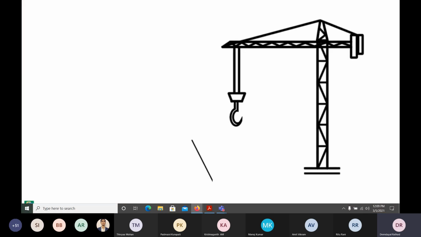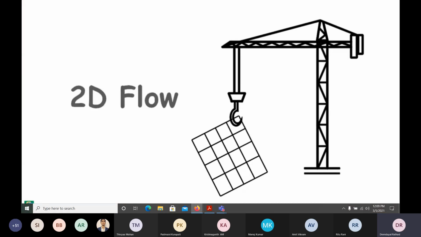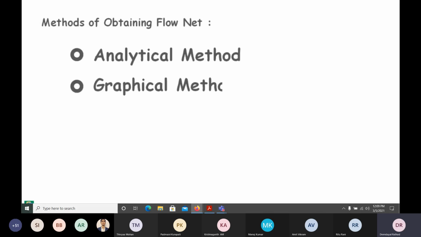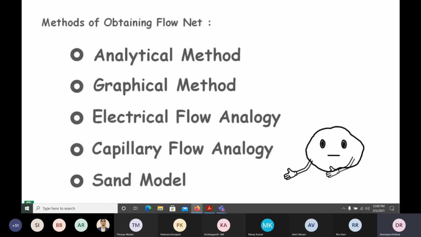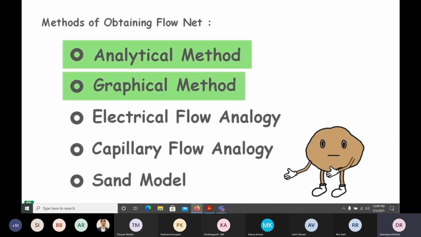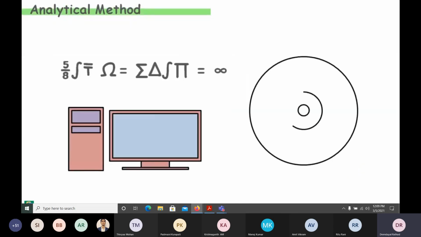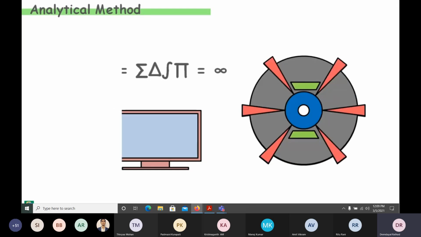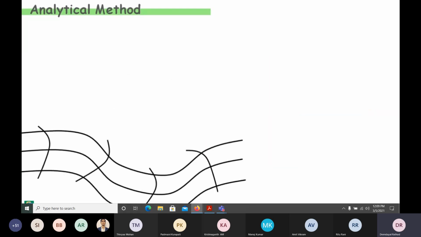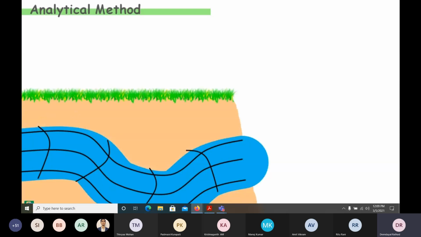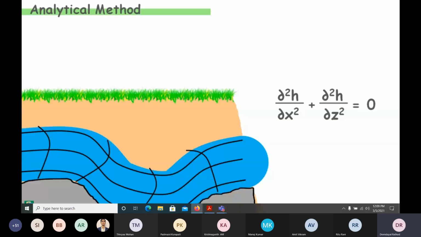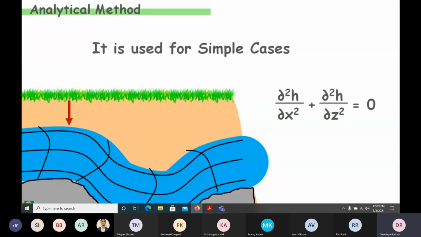Okay, then how do we construct a flow net for two-dimensional flow? Well, there are some methods for obtaining it. We will briefly discuss only these two methods. Analytical method requires a good understanding of mathematics and computers and particle accelerator. The analytical method of obtaining a flow net for a flow of water in a soil mass is a mathematical solution to an equation that is obtained from the flow conditions. It can be used in relatively simple cases of flow, where the boundary conditions are known and can be expressed in equations.